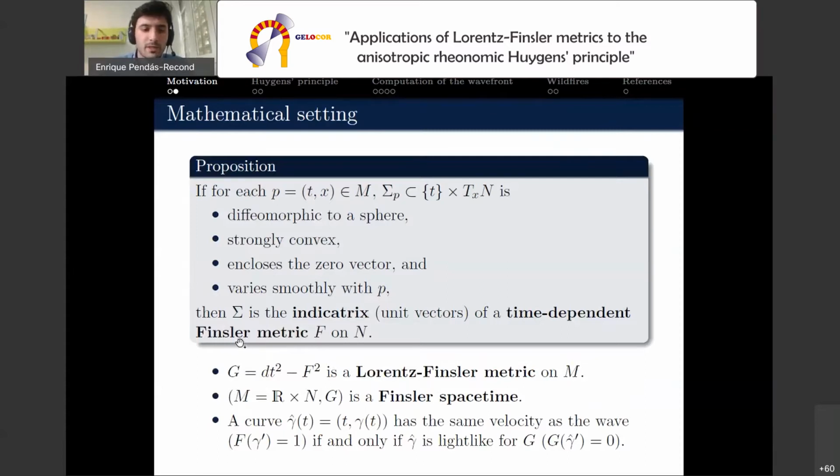And once we have this metric, then this G becomes a Lorentz-Finsler metric on M, which makes our space-time be a Finsler one, in the same sense as Miguel Ángel explained before. Now, the choice of this metric is because a curve parameterized by time has the same velocity as the wave if and only if it is light-like for G. So we have basically built a Finsler space-time where the propagation of the wave is given by light-like curves.